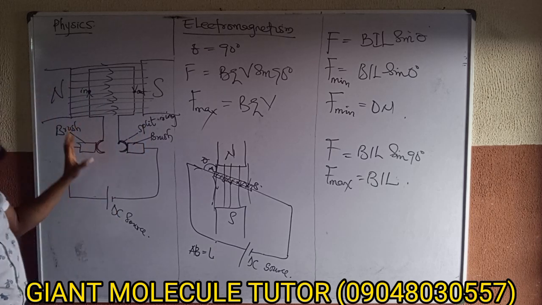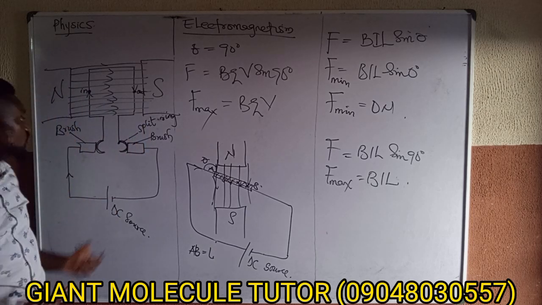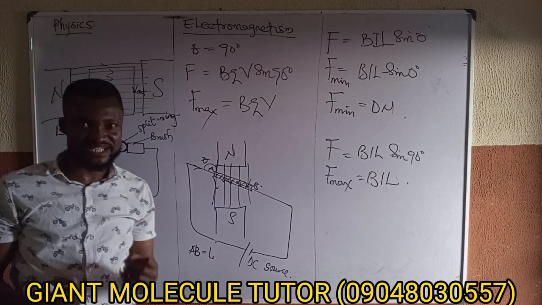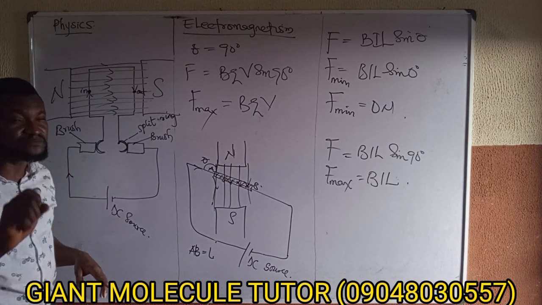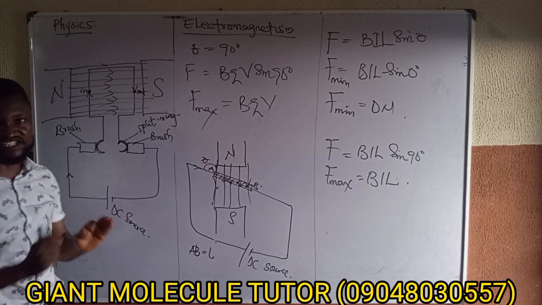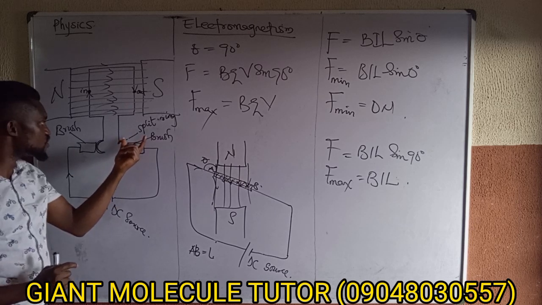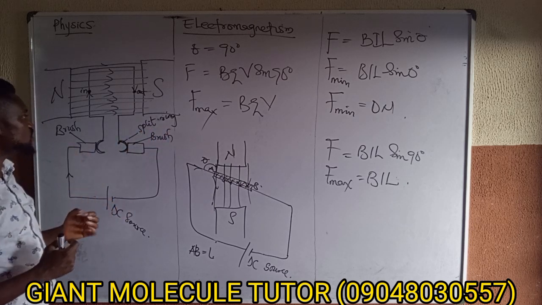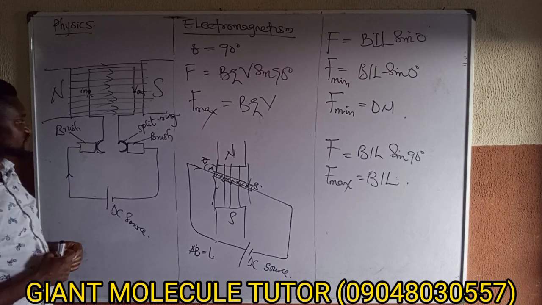So this is the principle of the DC motor. Remember, if you change this split ring with a slip ring, it becomes an AC motor. But here, it shows a DC motor. The DC motor has a split ring, while the AC motor has a slip ring.